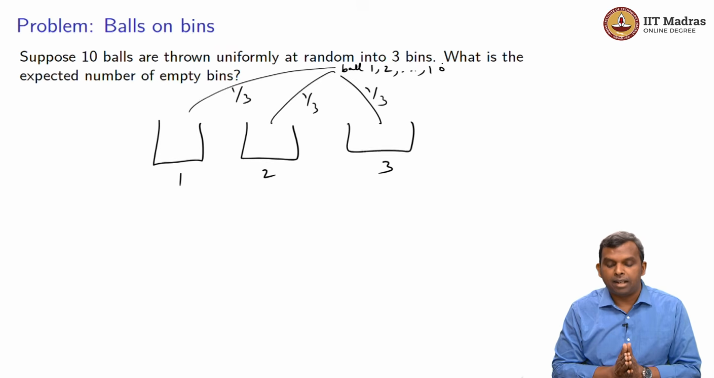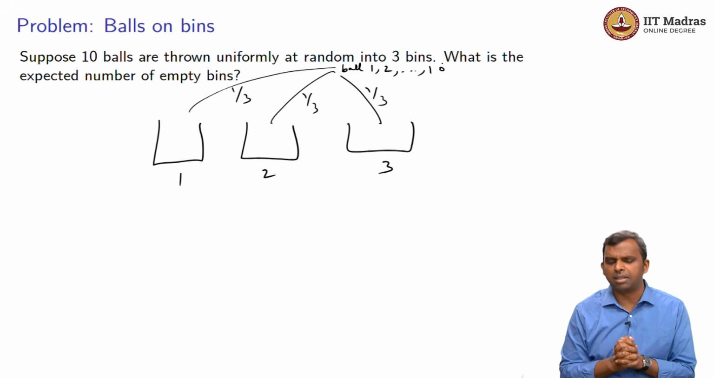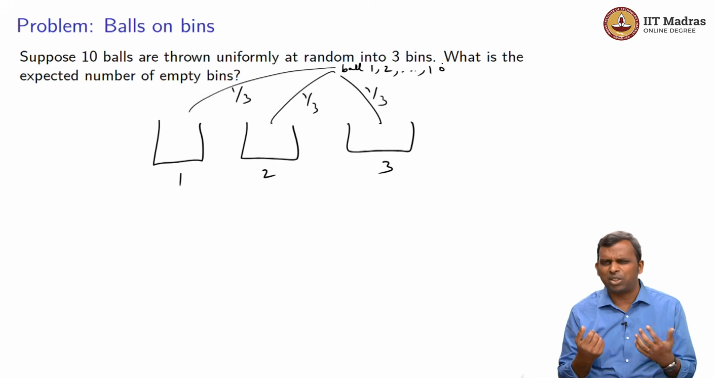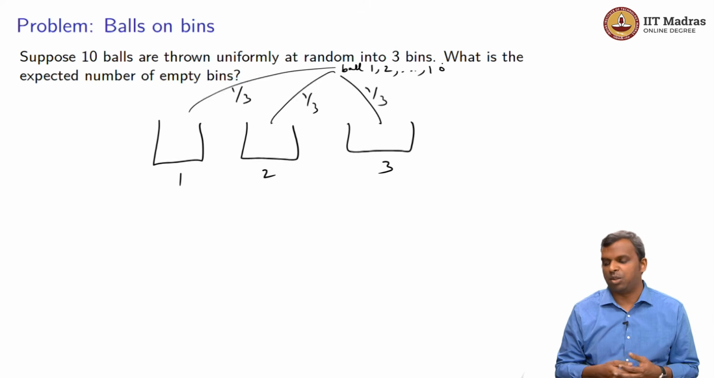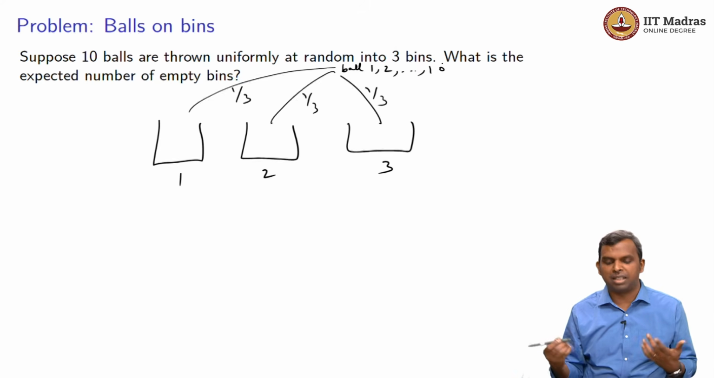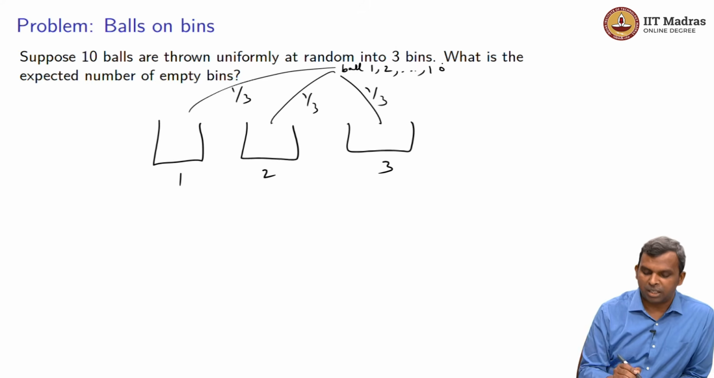Okay, and I want to find the expected number of empty bins. I'm interested in empty bins, right? So maybe I'm thinking if I throw 10 balls, maybe the number of empty bins will be very small. I mean, at least one ball should go somewhere. Maybe it looks like it, but still, let's compute the expected value. If the expected value is small, maybe that's good. Is it easy to compute the expected value?